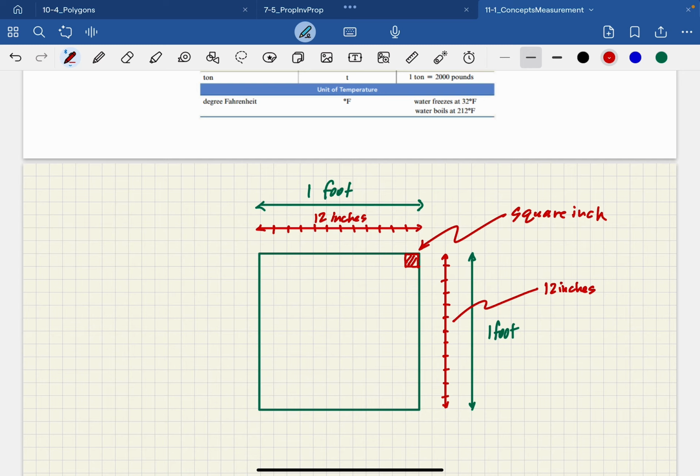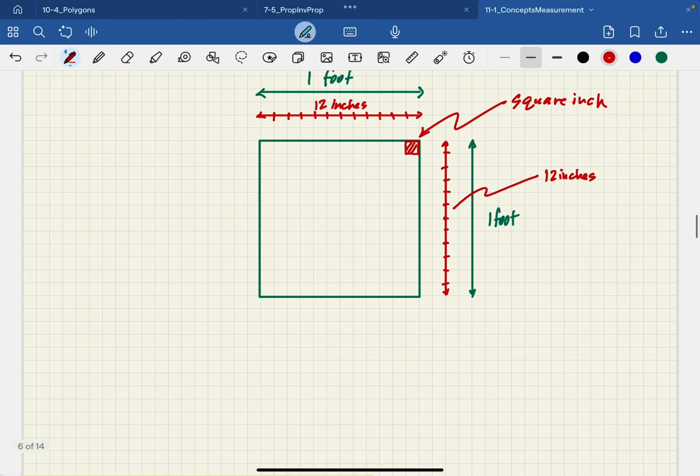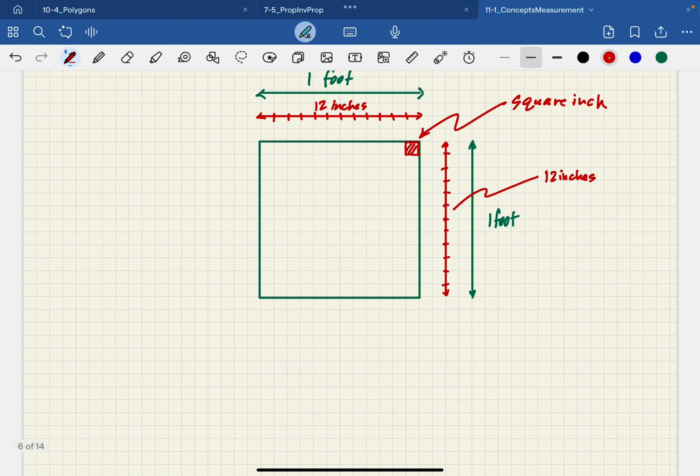And of course, we know that since area is equal to length times width, the number of square inches in there is going to be 12 times 12, or 144 square inches. So you can see that what happens here is if you have a length conversion, you have to square the length conversion, 1 to 12, to get the area conversion.